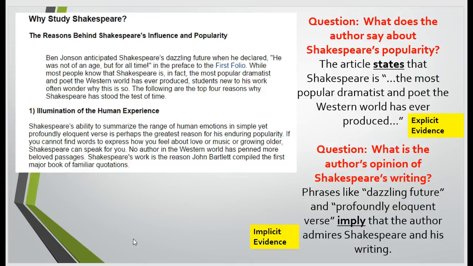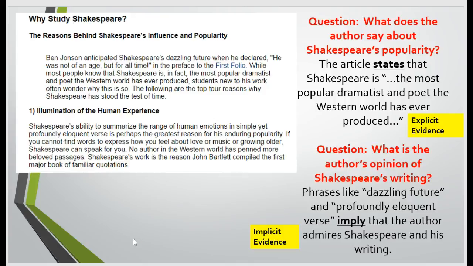Ben Jonson anticipated Shakespeare's dazzling future when he declared he was not of an age but for all time in the preface to the first folio. While most people know that Shakespeare is in fact the most popular dramatist and poet the Western world has ever produced, students new to his work often wonder why this is so. The following are the top 4 reasons why Shakespeare has stood the test of time.